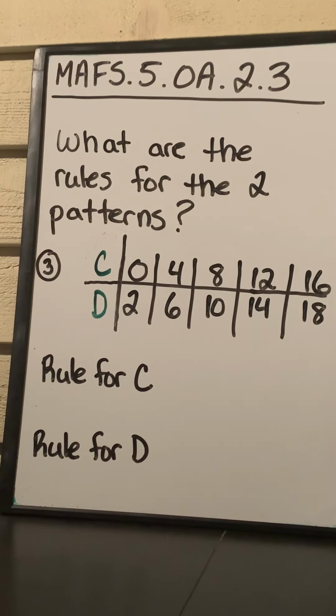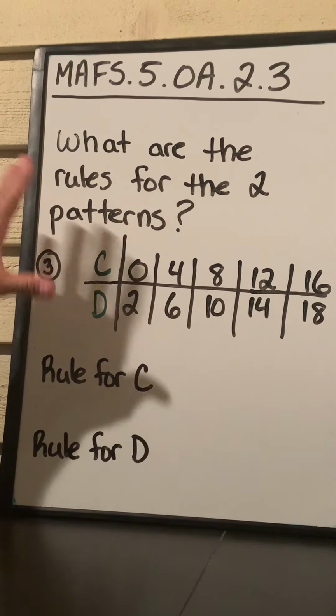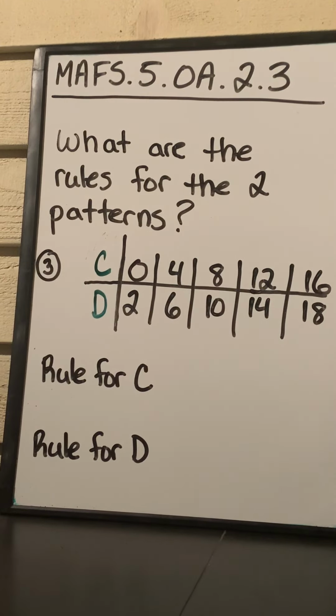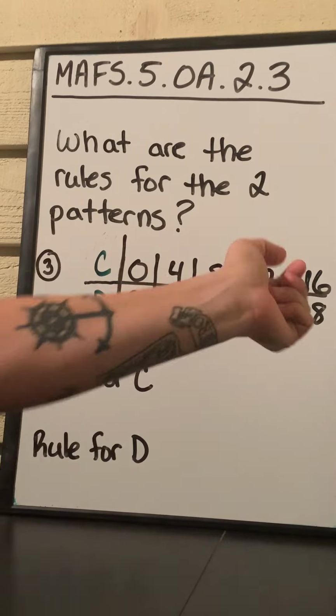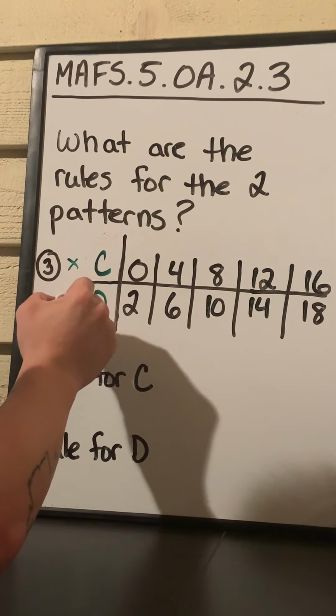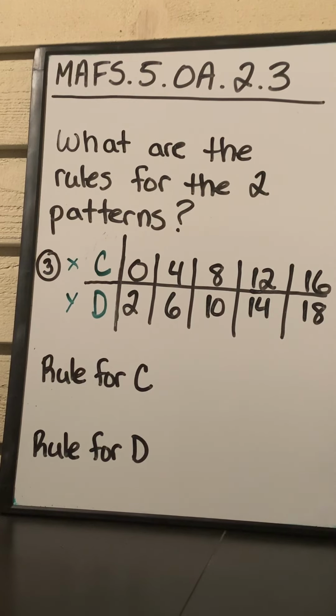Question number 3. So what I decided to do is work backwards. So what are the rules for the two patterns? So this time I'm going to give you the patterns and you're going to tell me the two rules. Now, if you notice, this looks kind of different. I said make a T-chart. Well, if you notice, this is still a T-chart. I just made the T-chart going sideways so you see both examples. So I have a T-chart going sideways this way, where, again, this one would be the X and this one would be the Y. So it still stays in alphabetical order.